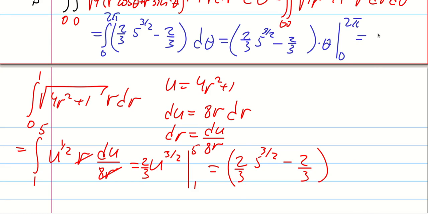So finally we have 2/3 times 5 to the 3/2 minus 2/3, times 2 pi, because when we plug in 0, it's going to be 0. So this would be our answer.